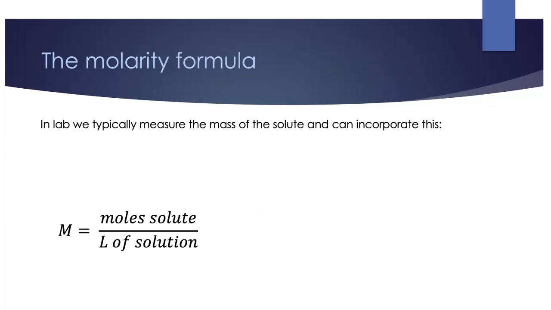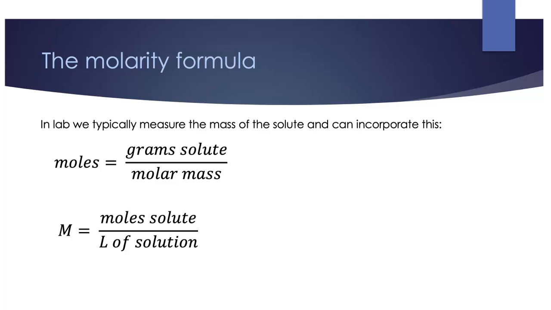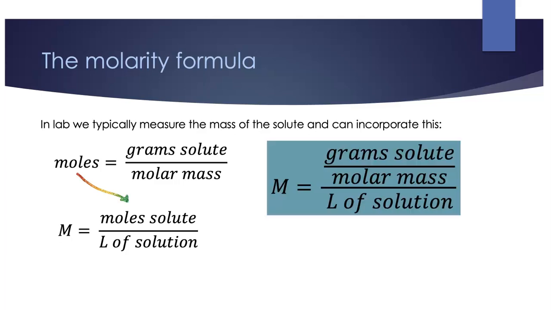Now, in lab, we typically measure the mass of the solute, and we know that mass and moles, of course, are related, right? We know the moles are the grams divided by the molar mass. So we can actually take this and substitute this expression for moles right into our molarity formula, and that brings us to a different version of the molarity formula. Grams of the solute divided by the molar mass, all of this in the numerator, divided by the volume of the solution in liters. Now, this equation is really handy, again, because we're usually working with the mass of the solute, and so putting that into the molarity formula just makes it easier.